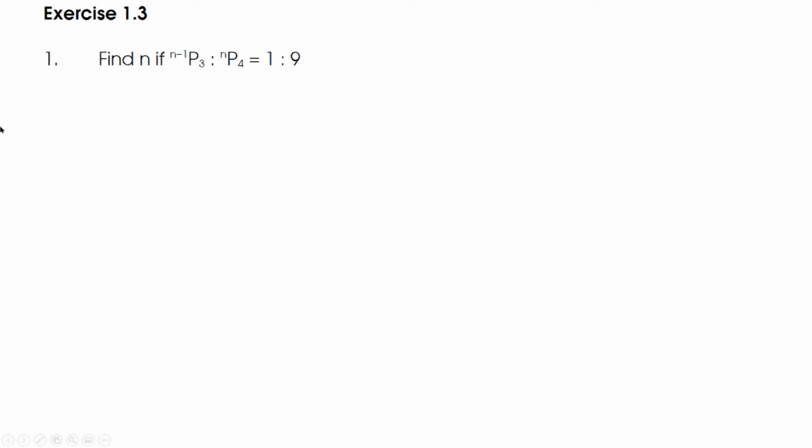These are the questions from exercise 1.3 of chapter 6 Permutations and Combinations. The first question: find n if (n minus 1)P3 is to nP4 equal to 1 is to 9. So we have to find n when this condition is satisfied. Given (n minus 1)P3 is to nP4 equal to 1 is to 9.